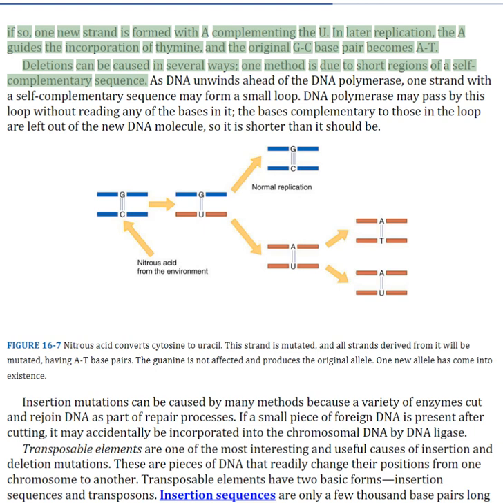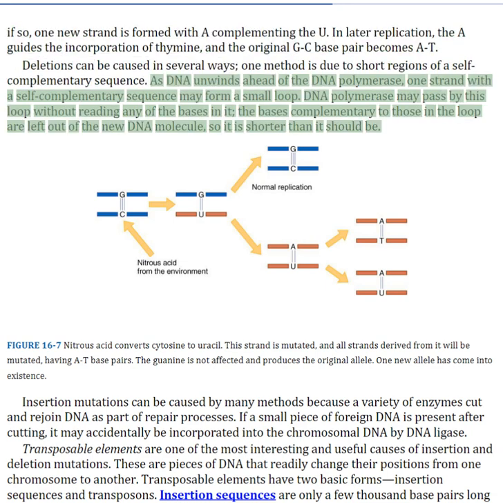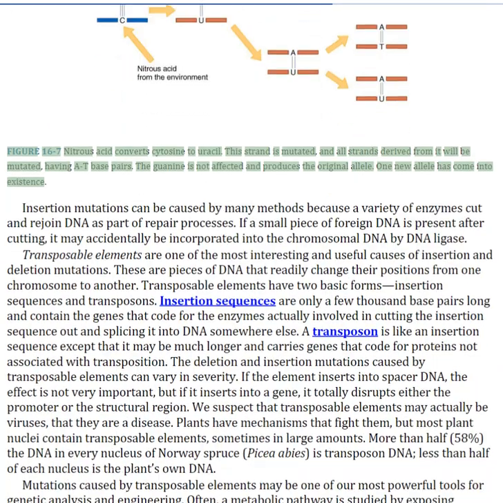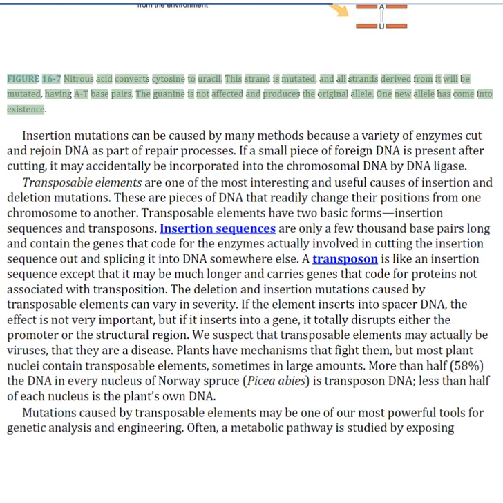Deletions can be caused in several ways. One method is due to short regions of a self-complementary sequence. As DNA unwinds ahead of the DNA polymerase, one strand with a self-complementary sequence may form a small loop. DNA polymerase may pass by this loop without reading any of the bases in it. The bases complementary to those in the loop are left out of the new DNA molecule, so it is shorter than it should be.